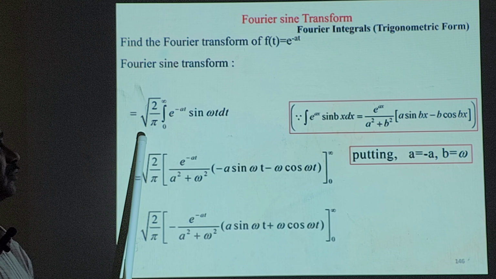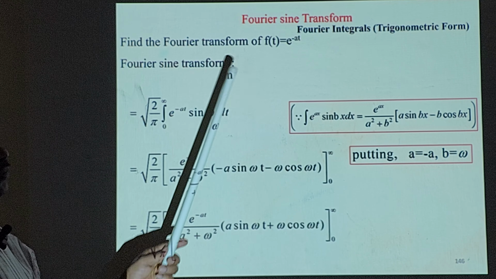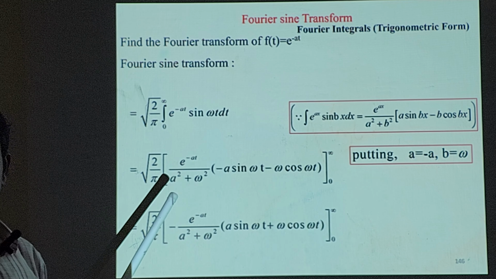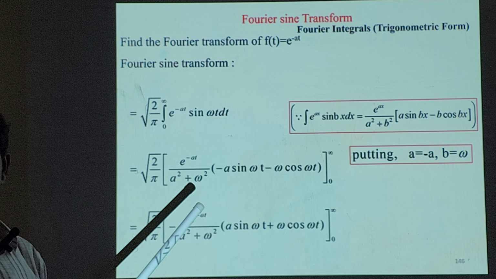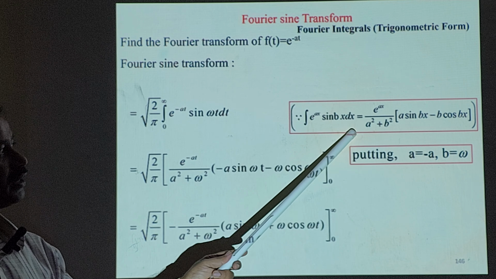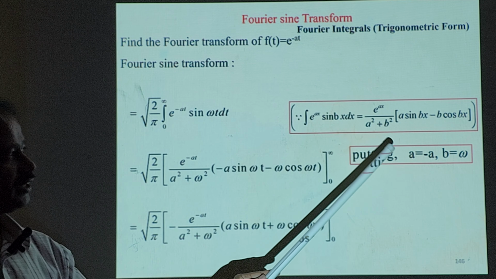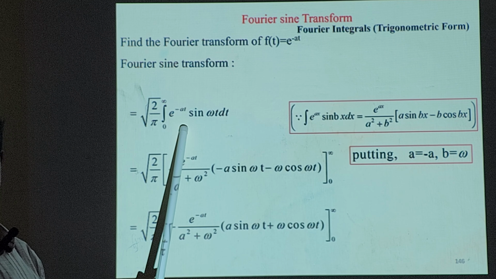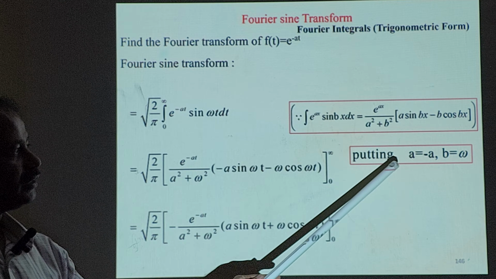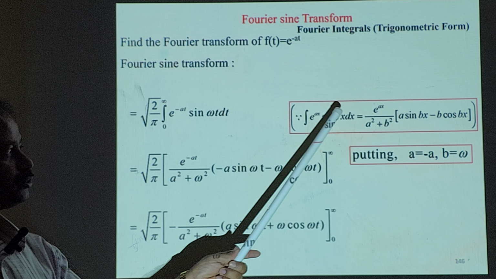The formula goes like this: root of 2 divided by pi, integral 0 to infinity, e power minus at, because f of t is given as e power minus at, sine omega t dt. So this is the formula for the Fourier sine transform. Now we have to use this formula, integral of e power ax sine bx dx equals, this is the answer. So here a equals minus a according to this problem, and b equals omega. So you just substitute and use this formula.